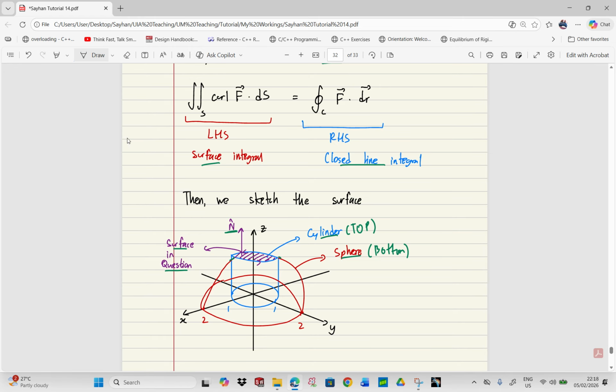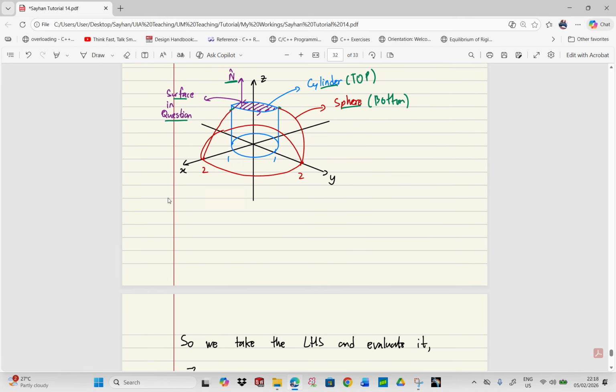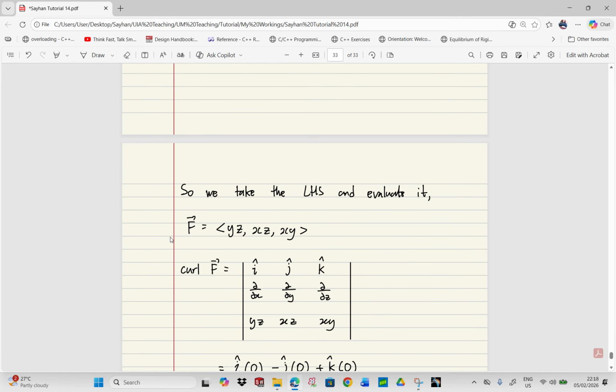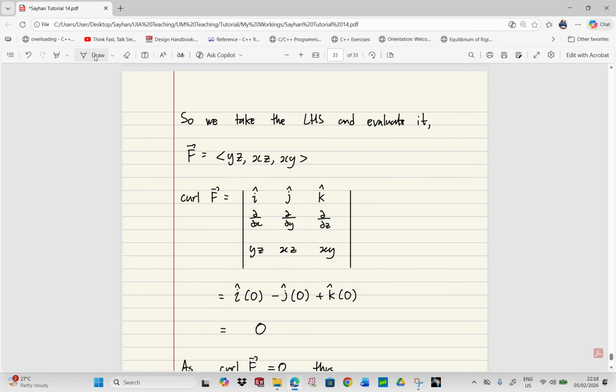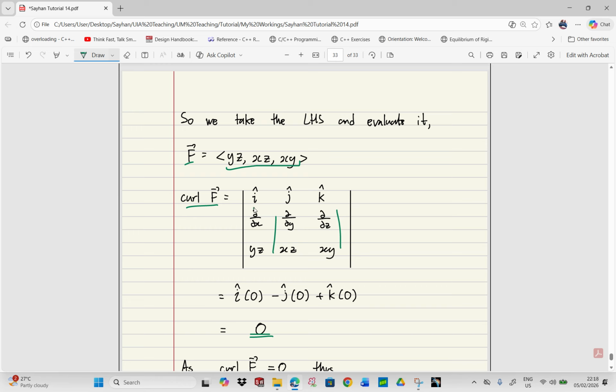Okay, so I chose the left hand side because I feel that will be easier. So I take the force field vector, yz, xz, xy, and I do the curl. Interestingly, once I did the curl, I found it to be 0. You can check why it is 0. If you take the i component, del dy of xy is simply x, del dz of xz is simply x, so x minus x obviously gives you 0.